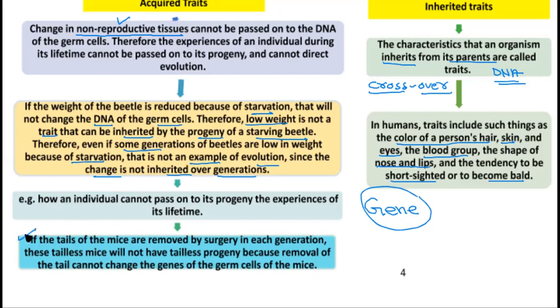So, one more thing for acquired traits. If the tails of mice are removed by surgery in each generation, these tailless mice will not have tailless progeny, because removal of tail cannot change the gene of the germ cells of the mice. Right?